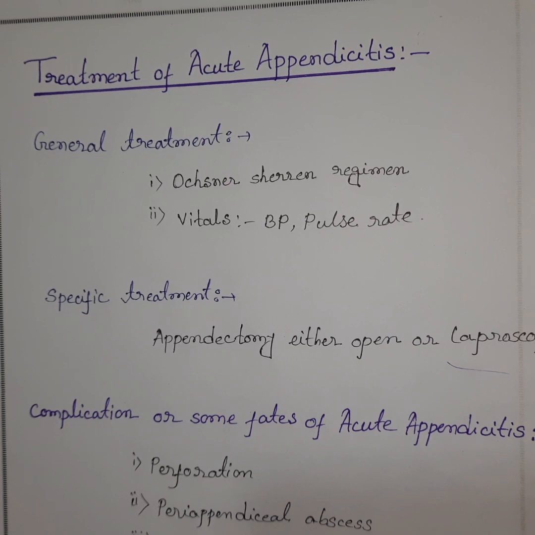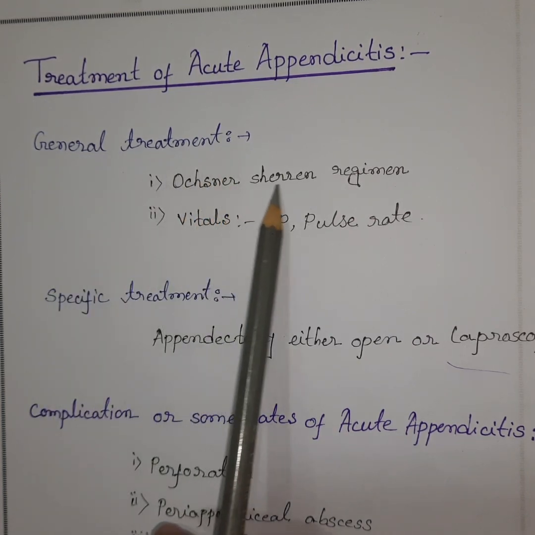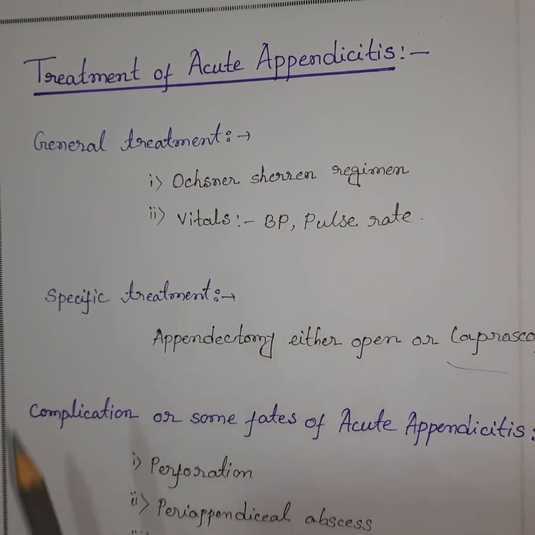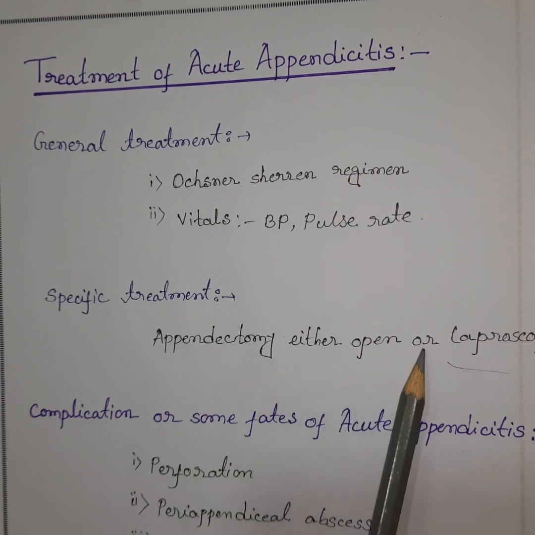Now we talk about treatment of acute appendicitis. In general treatment, monitor serum osmolarity, and vitals such as blood pressure, pulse rate, etc. Specific treatment: appendectomy, either open or laparoscopic.